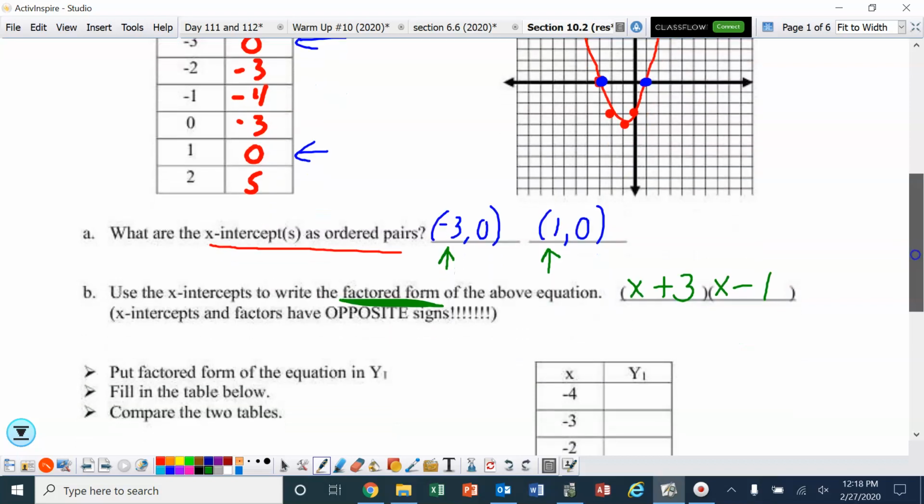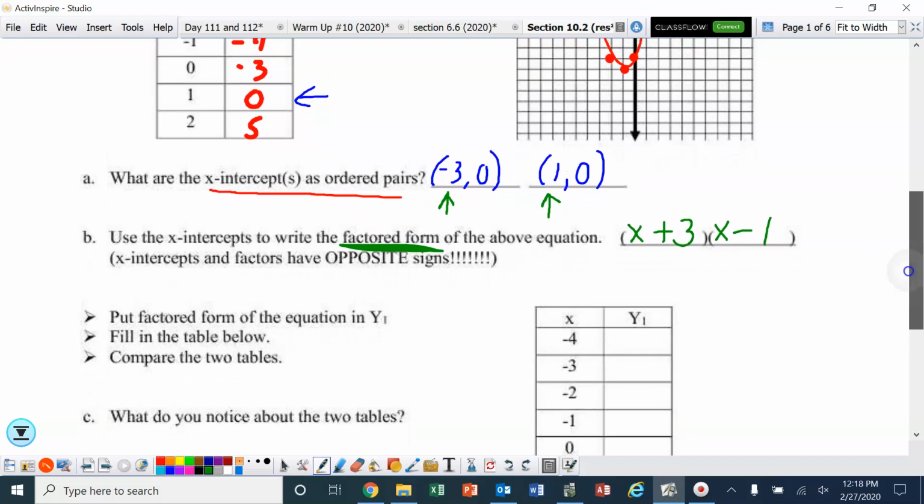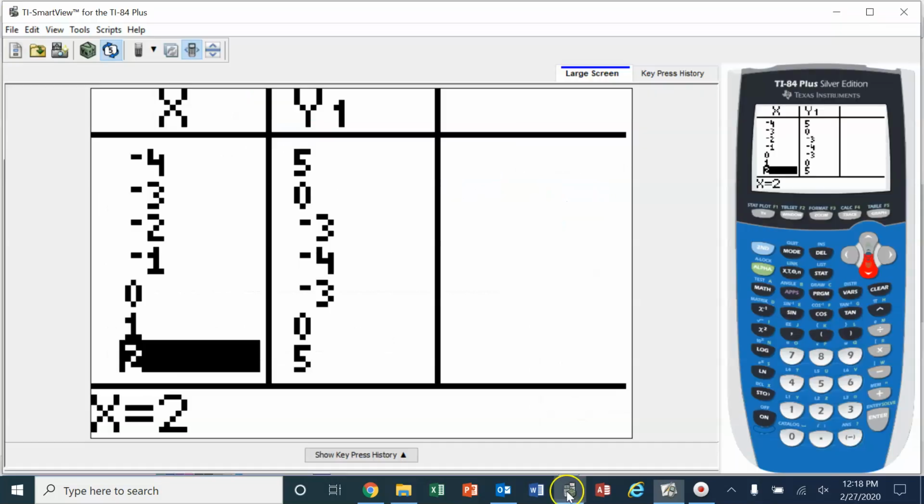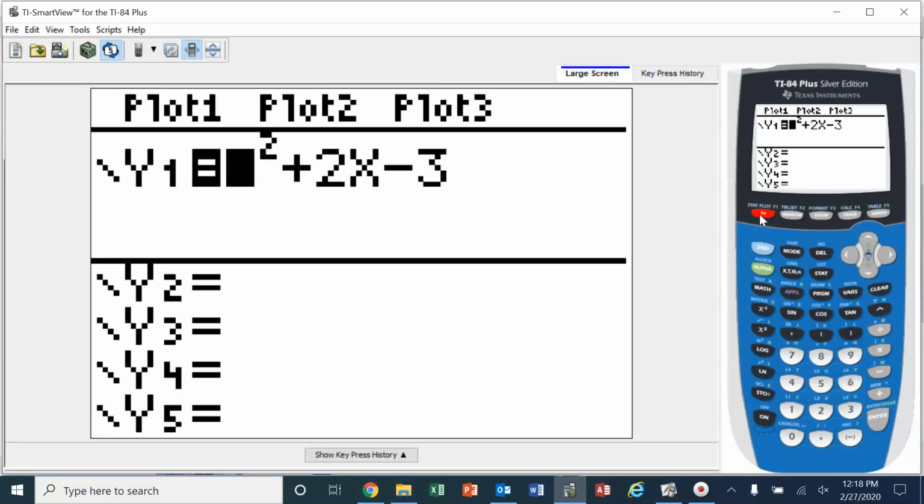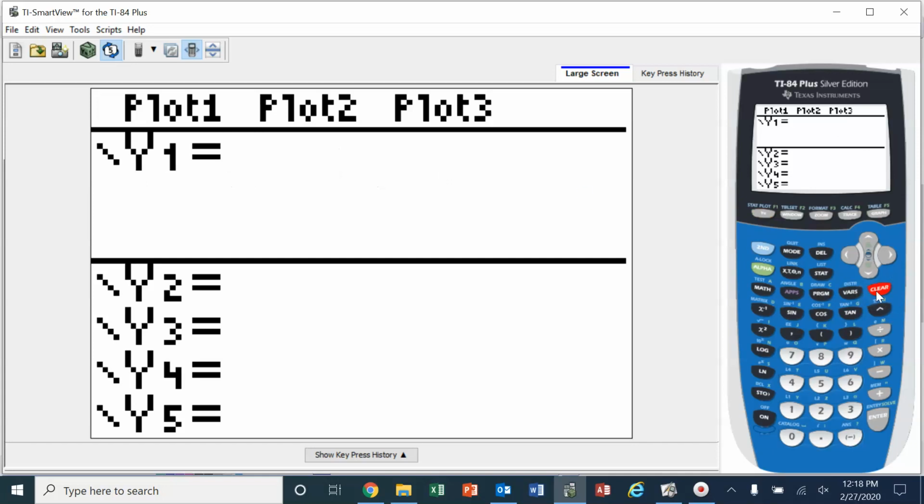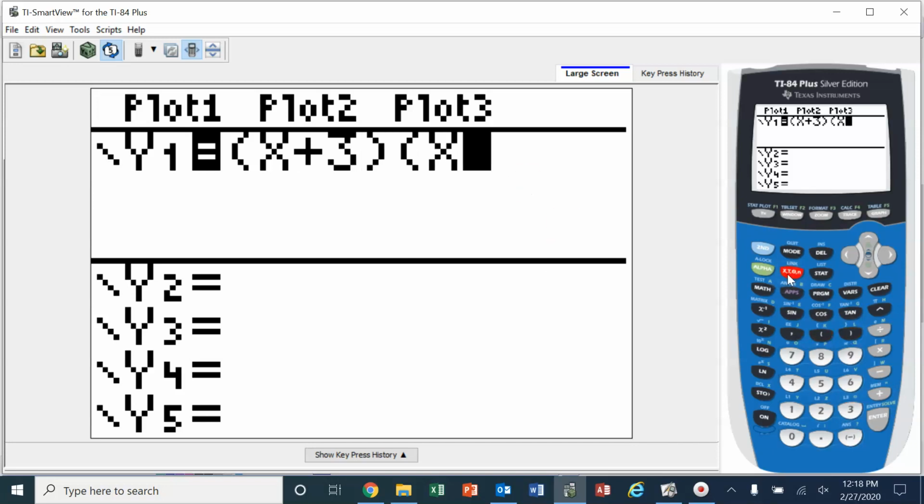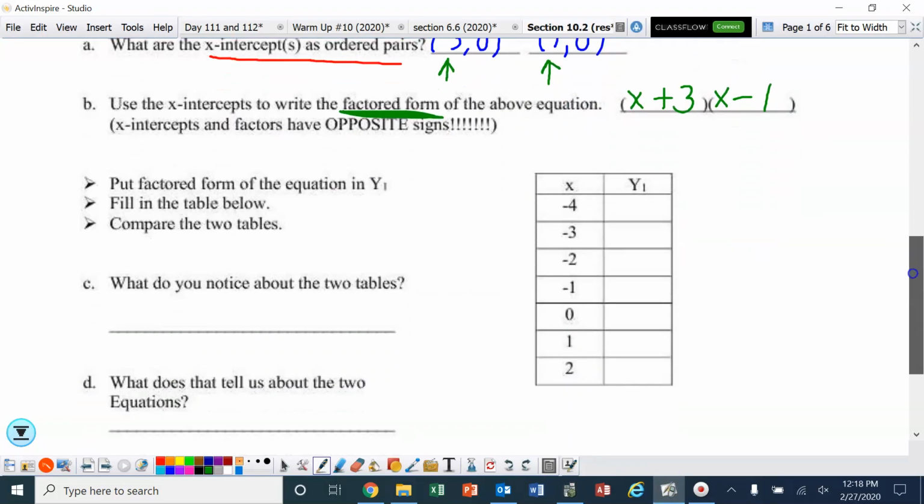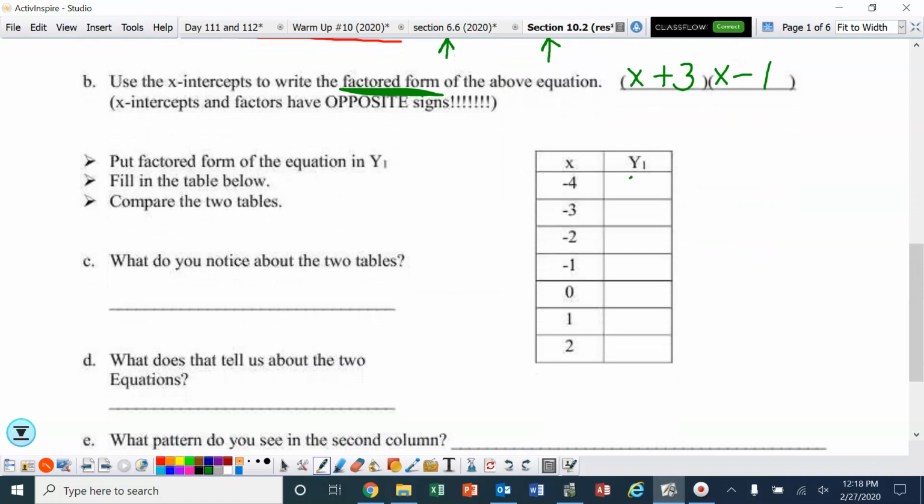Now let's see what it says. Put the factored form of the equation in y1. So let's go back to our calculator and let me put the factored form in there. Then it says fill in the table. So I'm going to go back to my table. And wow, isn't that amazing? They're the exact same numbers as the table up above.